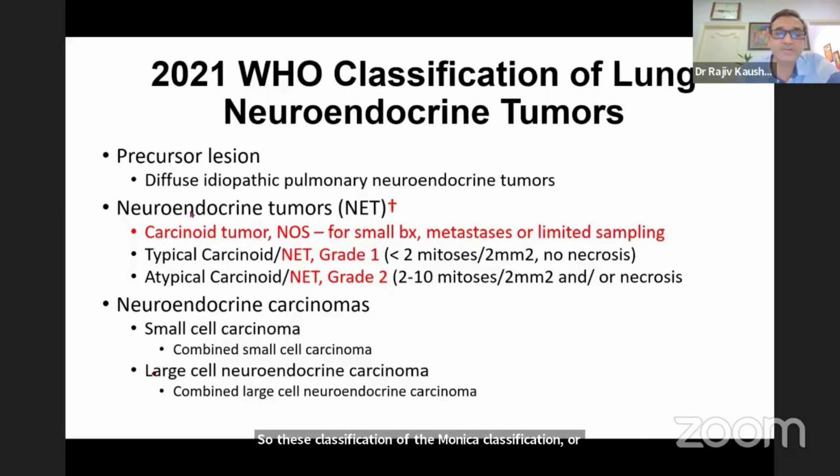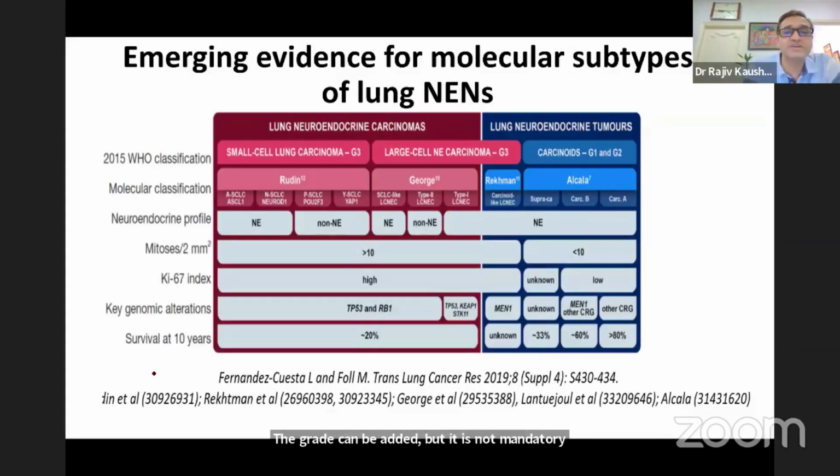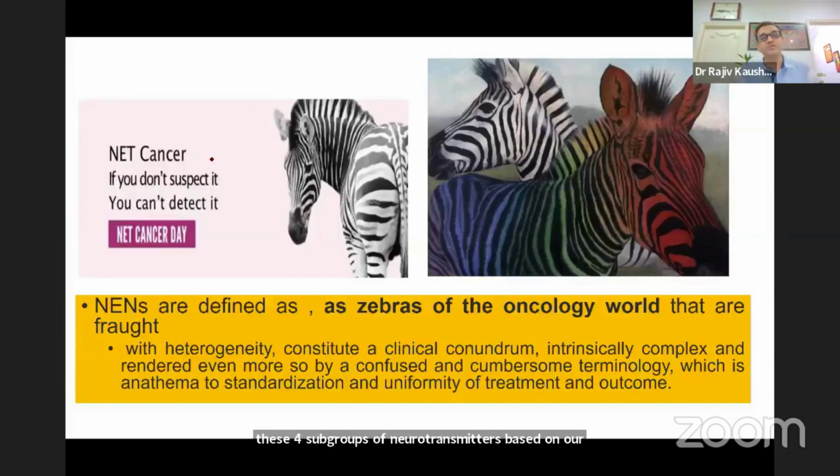clinical practice very soon. So to summarize, these are the broad categories of the neuroendocrine tumors, and to date we follow the categories of typical carcinoid and atypical carcinoid. The grade can be added, but it is not mandatory. The molecular classification of neuroendocrine tumors is evolving, and as I mentioned, we might get these 4 subgroups of neuroendocrine tumors based on molecular profiling in future.